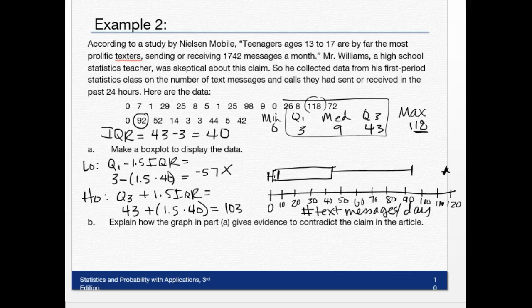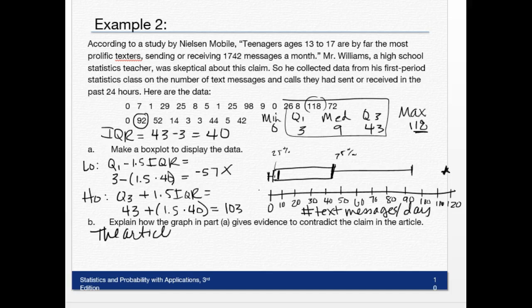Now, B says, explain how the graph that we just did gives evidence to contradict the claim in the article. So the article claims that teenagers send 1,742 texts a month, or roughly 58 a day. So remember, this is the 25% mark, and this is the 75% mark. So 75% of them send 43 or less a day.